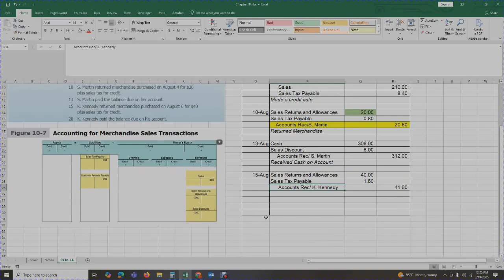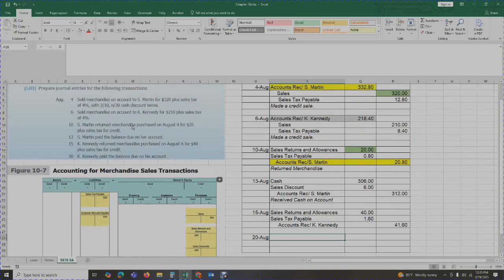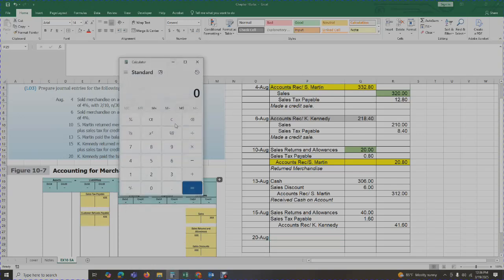Okay. On the 20th, Kennedy paid the balance due. Now, if we remember, Martin had a discount. Okay. Kennedy has no discount, so it doesn't matter when he pays. He owes what he owes. Okay. So we are going to first calculate the amount for the receivable. So how much money does Kennedy owe me? Okay, Kennedy's not getting a discount if he pays on time.